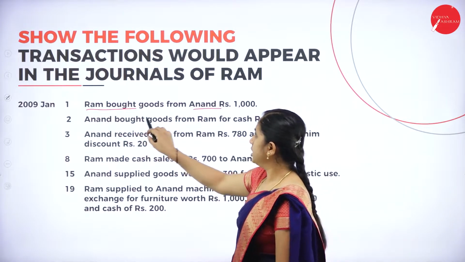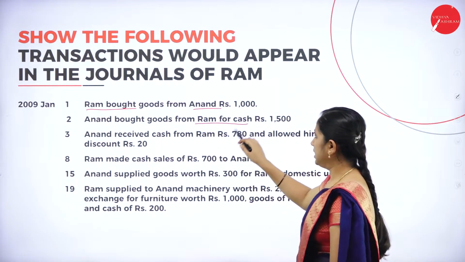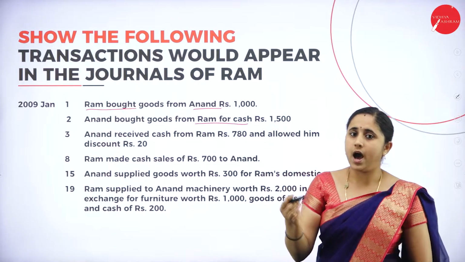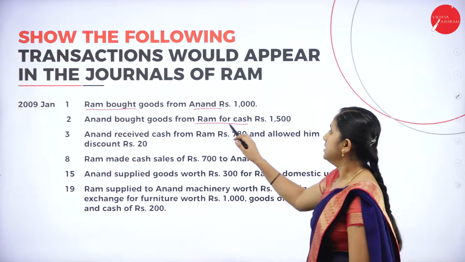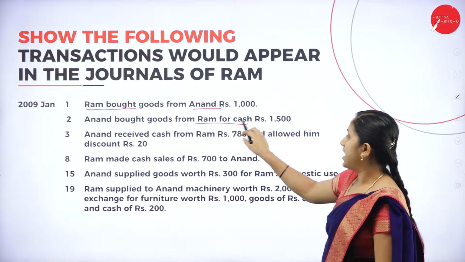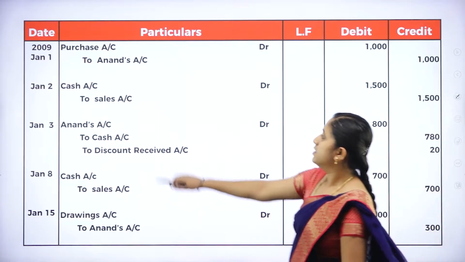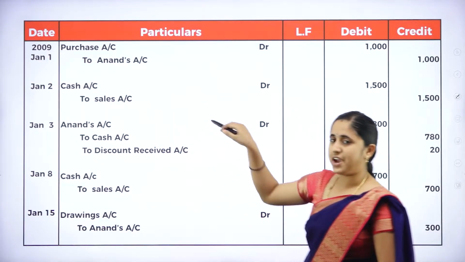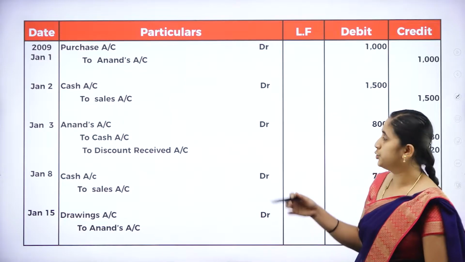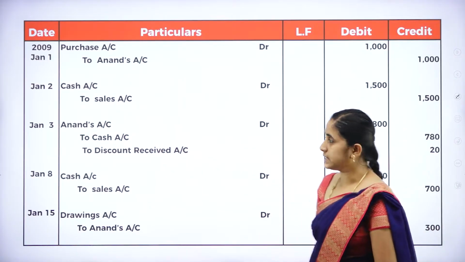Next, Anand bought goods from Ram for cash. That means Ram is selling to Anand. So, Anand is purchasing. So, sales for Ram, this is a cash sale. So, cash account debit to sales account. Here, when you make a sale, you will receive cash. Cash is coming in. So, you need to debit the cash 1500 to sales account.